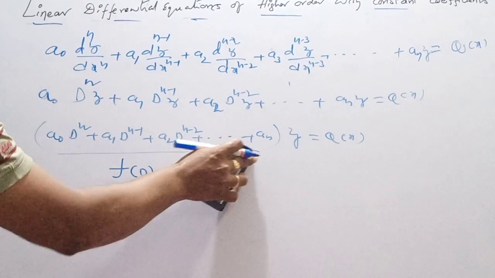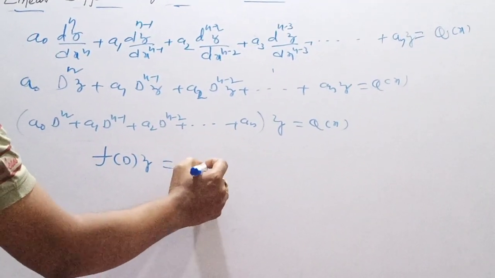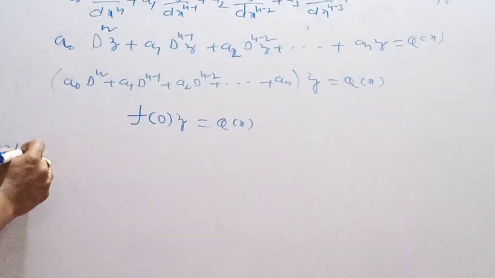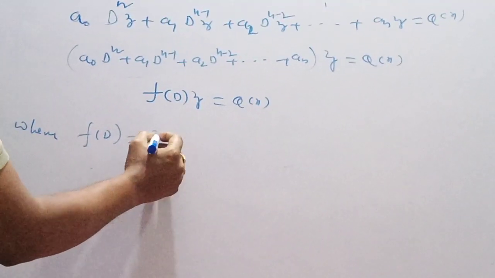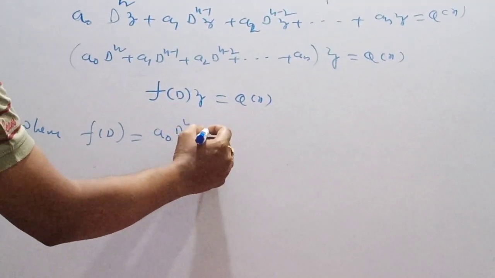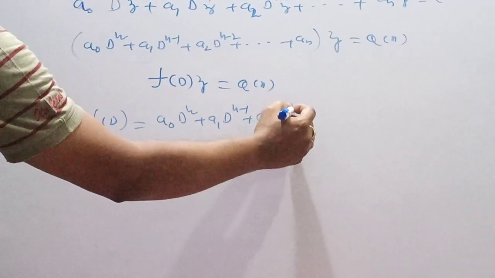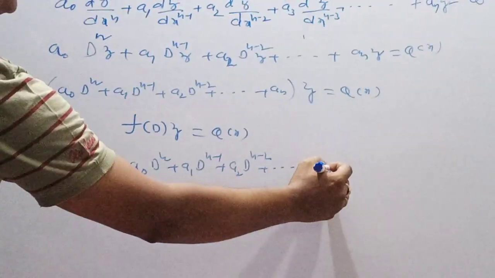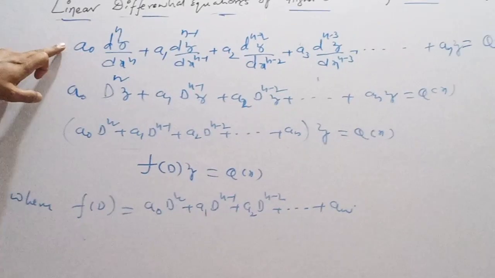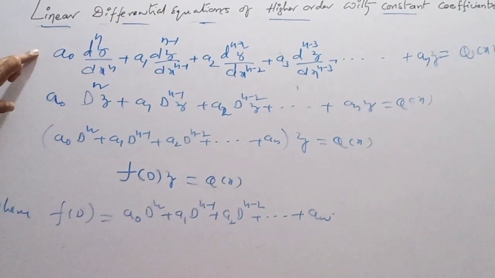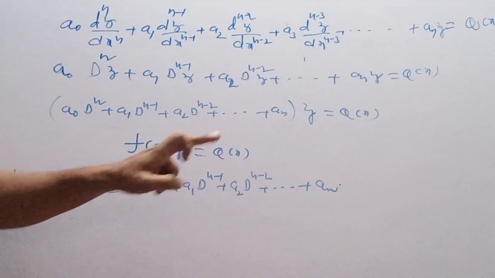Okay. So f of D of y equal to q of x, where f of D equal to this expression: a0 D to the power of n, a1 D to the power of n minus 1, a2 D to the power of n minus 2, plus so on, an. Clear? So we are writing the non-homogeneous linear differential equation in terms of operator form as f of D of y equal to q of x.